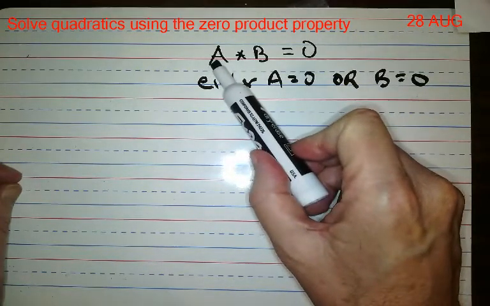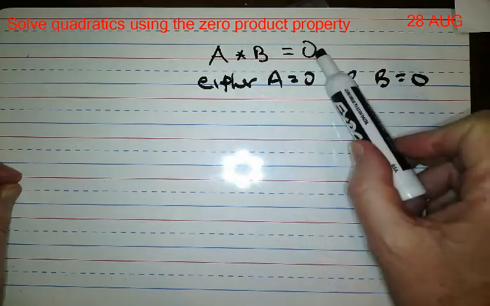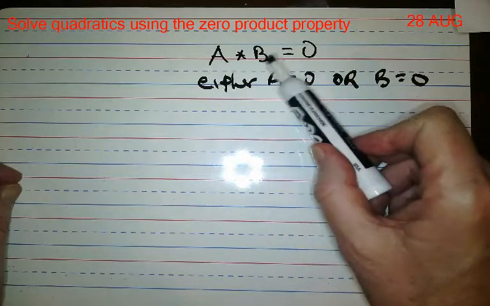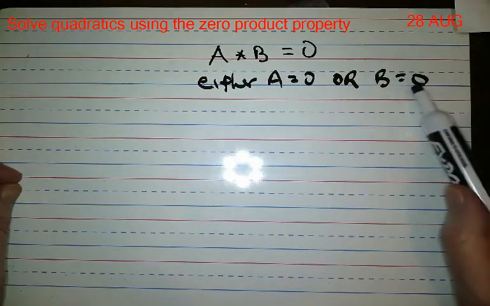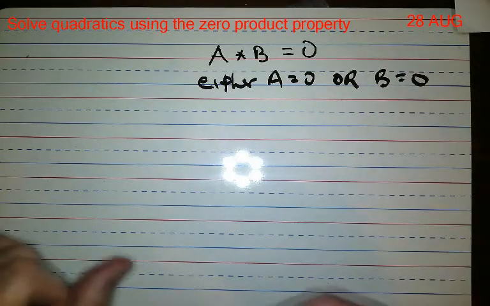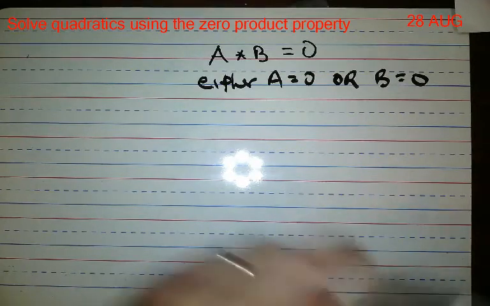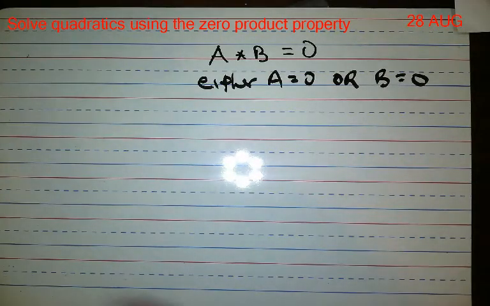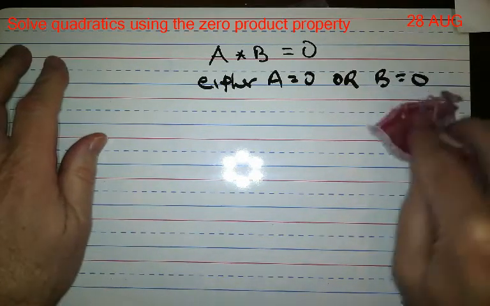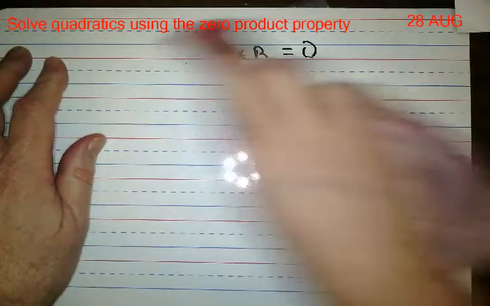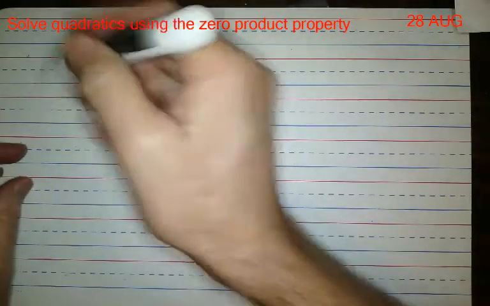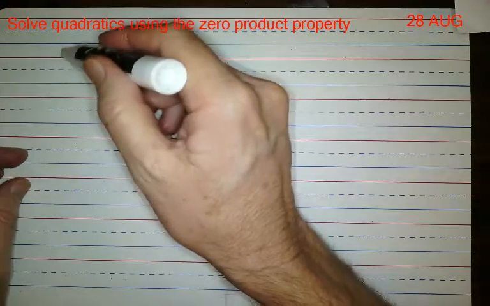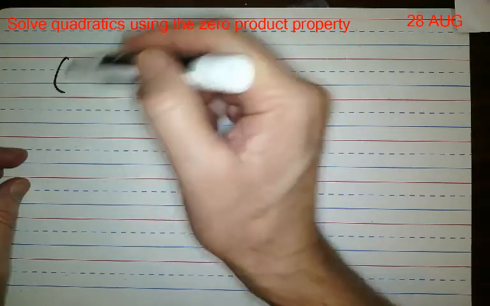Because this one could be 33 and that one's 0, it still would be 0. 19 times 0 would be 0. So either the front one is 0 or the back one is 0. We know that if you have two numbers multiplied together and the answer is 0, one or the other has to be 0. That's the deal.